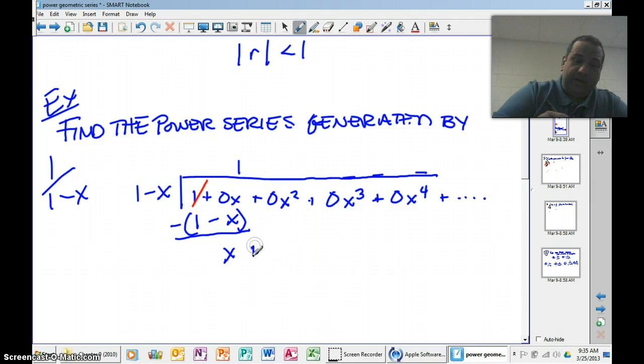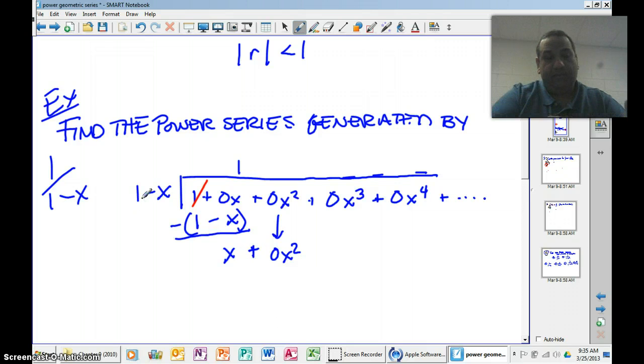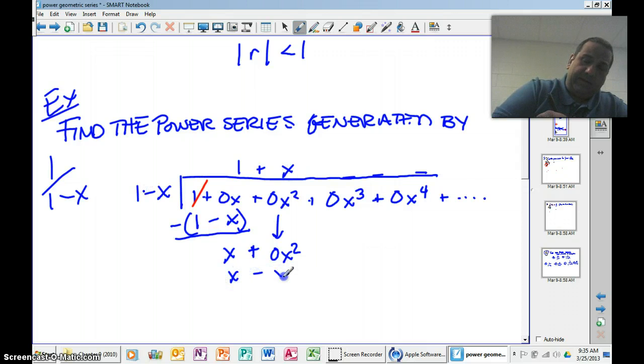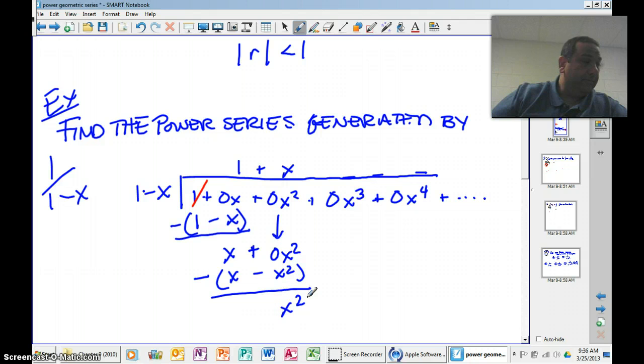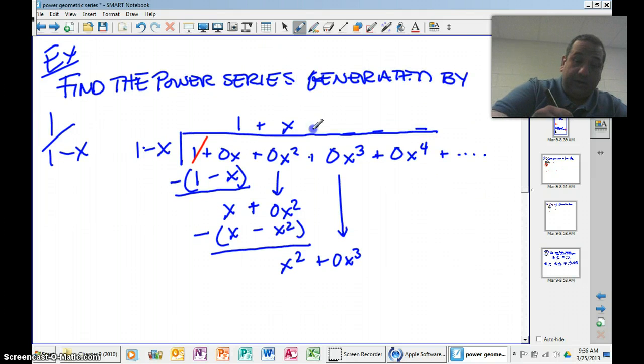Now I'm going to bring down the 0x squared. So we're kind of going the opposite way. It's the number in front and then the variable. Usually you had the variable then the number, and it went the other way. So now my next one would be x. x times 1 is x. Minus x squared. We're going to subtract that, and we're going to get x squared as my new answer. Now I'm going to bring down the 0x cubed, and I'm going to continue my long division here. These are pluses, by the way.